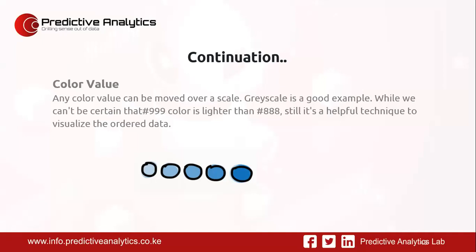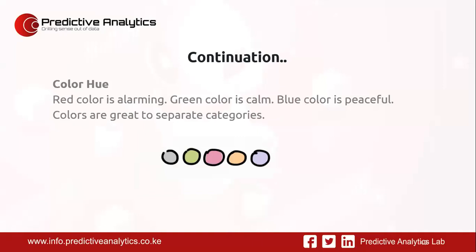That's color value. We have the hue. For example, red color is alarming, green color is calm, blue color is peaceful. Colors are great to separate categories. So the color hue is what we usually refer to as a color. When you say color, you're actually referring to color hue.